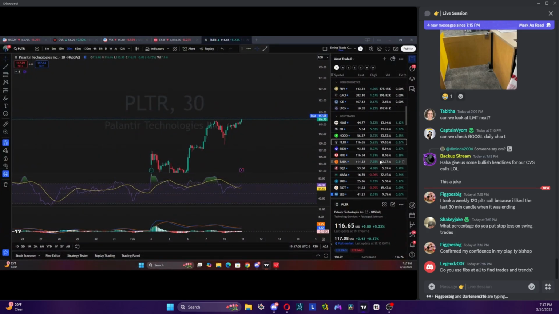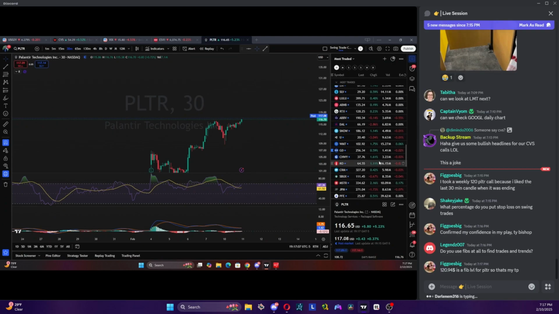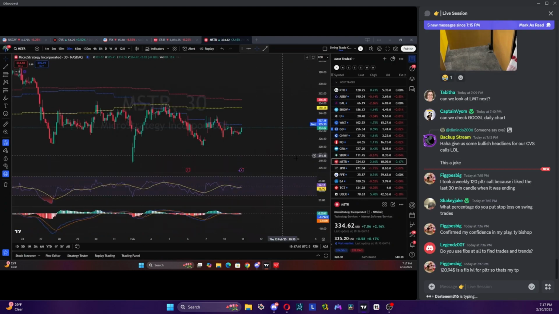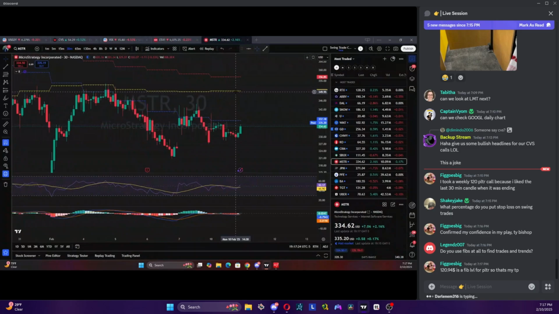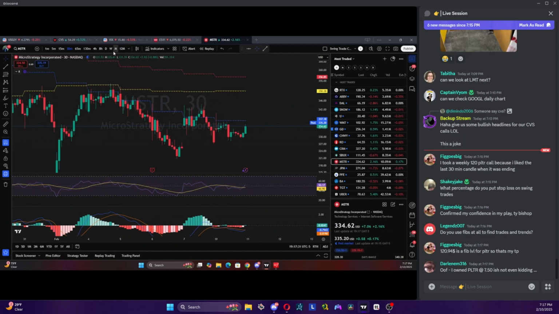I was seeing this today too, keeping my eye on MicroStrategy. I wanted to see if we were going to break and close above the 10-day, because I thought if we could get that 30-minute candle push above this 337, then in my opinion, 350 was a blink of an eye. But we couldn't do it yet. I'm keeping my eye on this too.